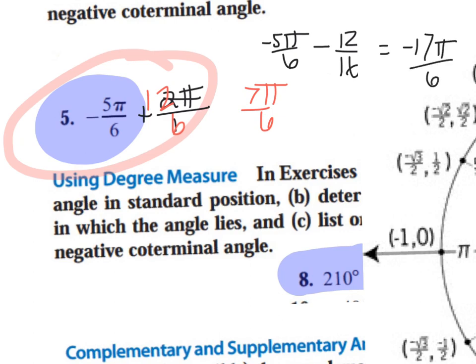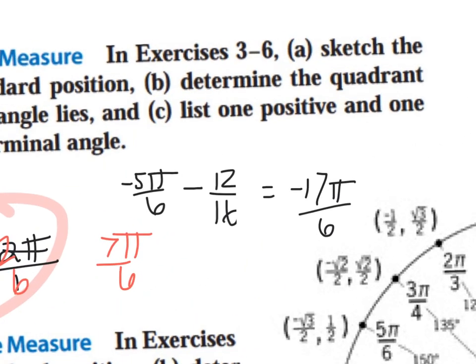What are you confused about, Hannah? We're not converting to degrees. You're finding coterminals. In order to find one positive, you'd add 2 pi. In order to find a negative, you would subtract 2 pi.